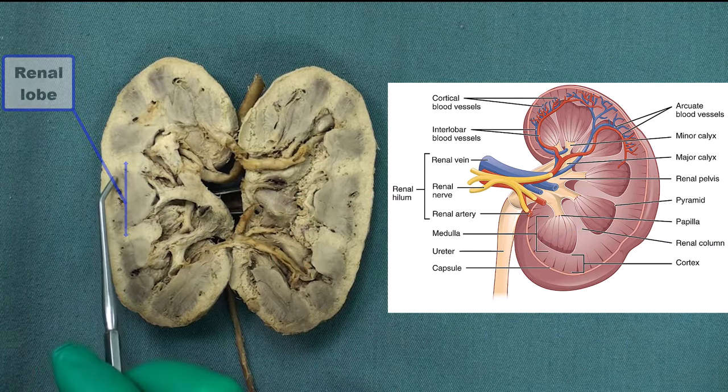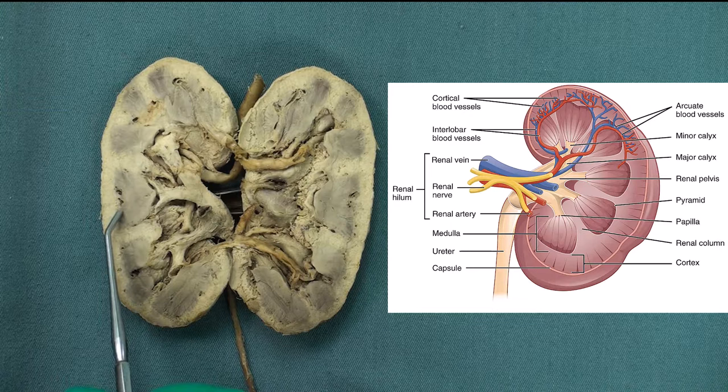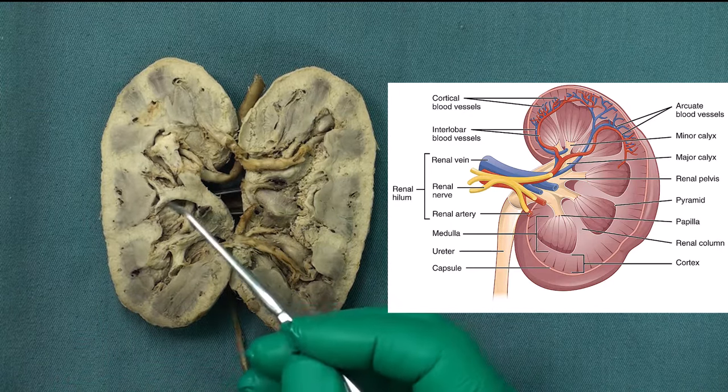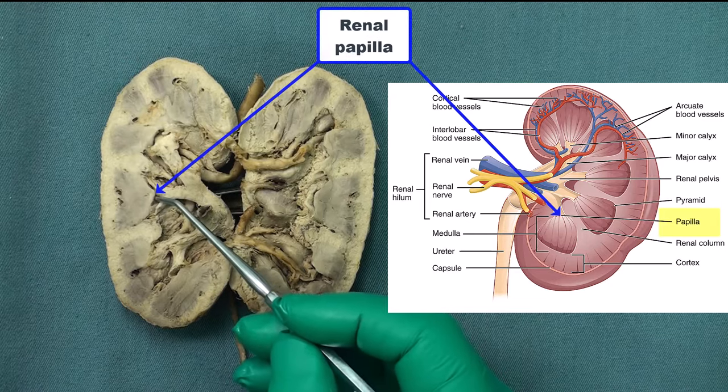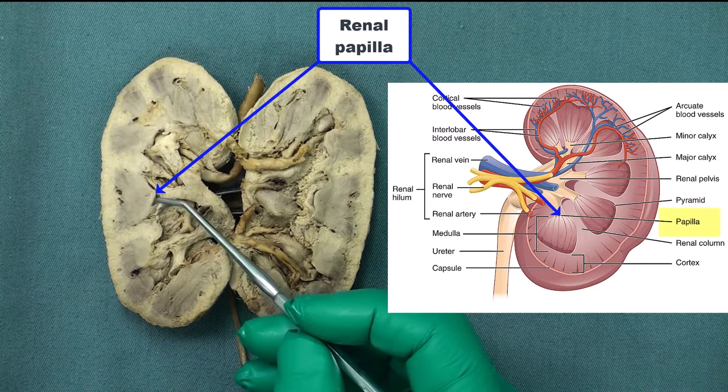Now, the base of the renal pyramid is facing the renal cortex. However, the tip, which is right here, is pointed and is referred to as the renal papilla.